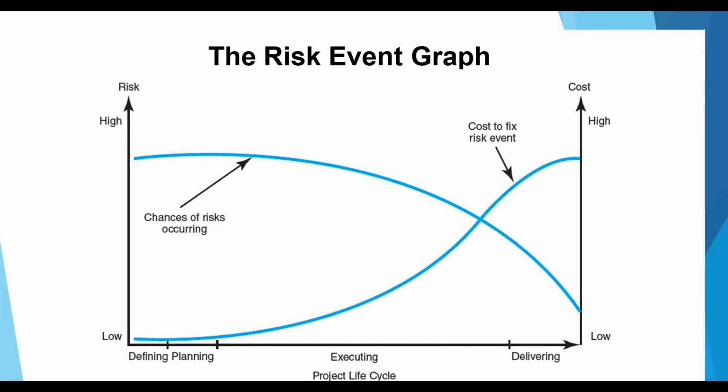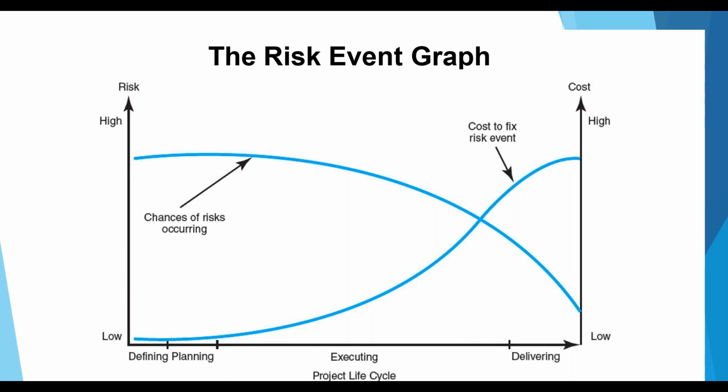Yeah, thank you. So this is one of the important concepts to understand: the risk event graph. This is a graph model of the risk management challenge in any project. Again, there are two axes. The x-axis of the graph is the project life cycle, and the y-axis is the degree of risk during different project life cycle phases.